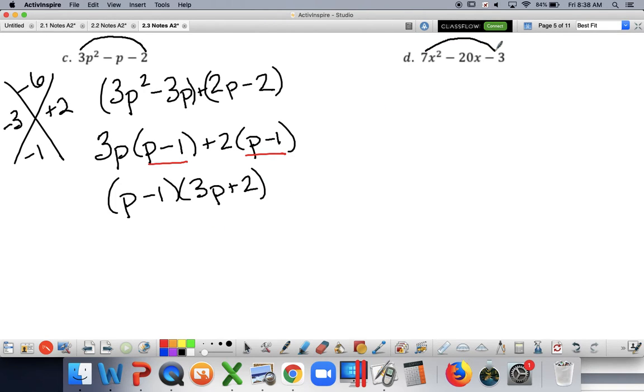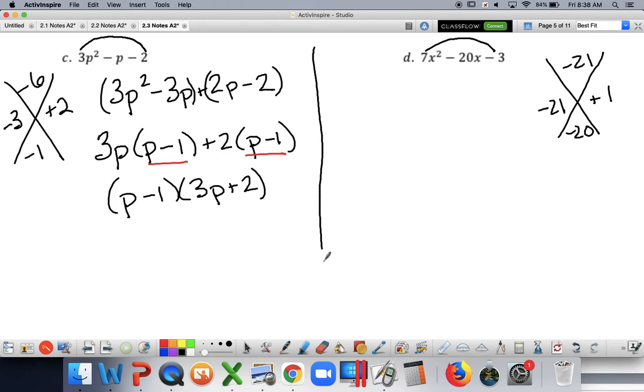If you're getting the hang of it, I recommend you pause and try this on your own. I'm going to keep chugging along here, looking for two numbers that multiply to give me a negative 21 and add to give me a negative 20. Got negative 21 and positive 1. So I come back and I'm going to rewrite that middle term. If you need that plus 1x as a reminder, it's always a good one to put in.